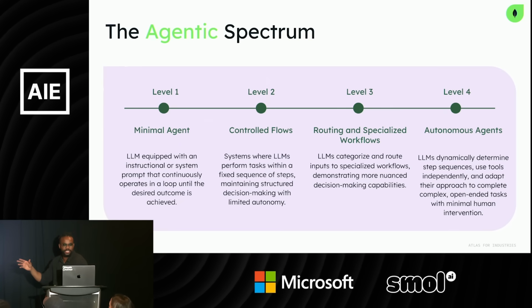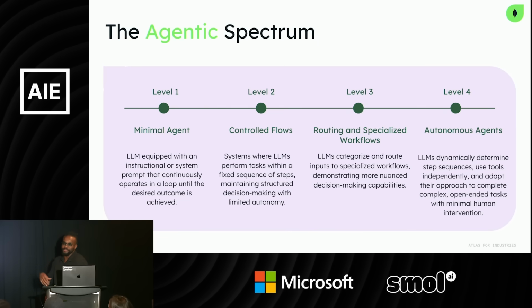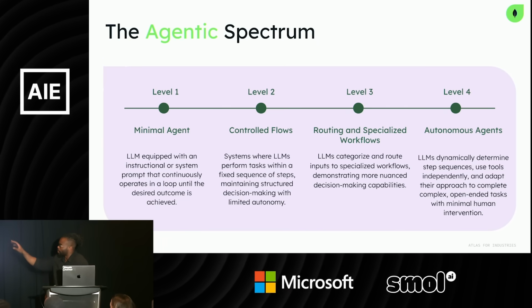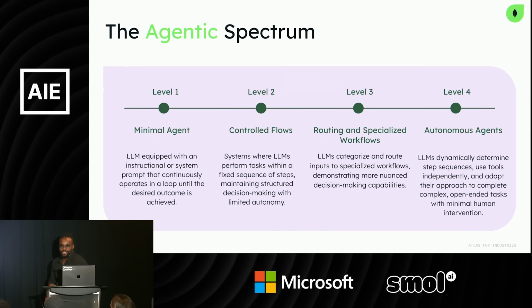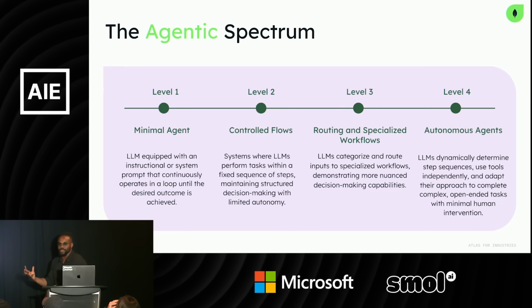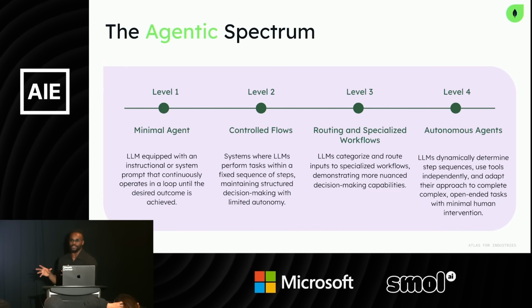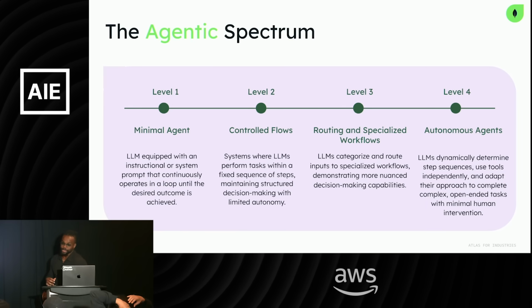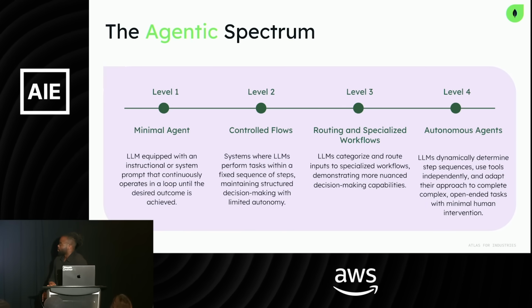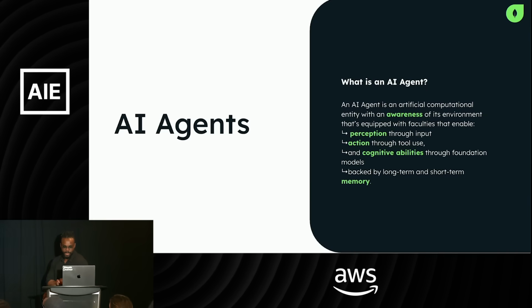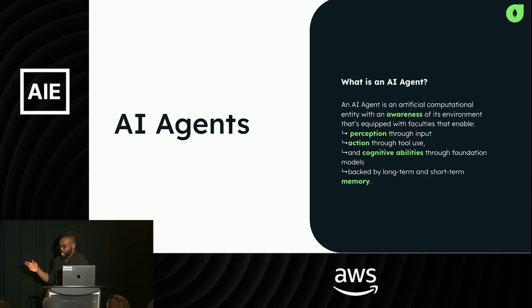We have a minimal agent, where it's an LLM running a loop, great. Then you have level 4, the autonomous agent, a bunch of agents that have access to tools. They can do whatever they want. They're not prompted in any way, or in a minimal way. But this is how I see things. It's a spectrum. So what is an AI agent?